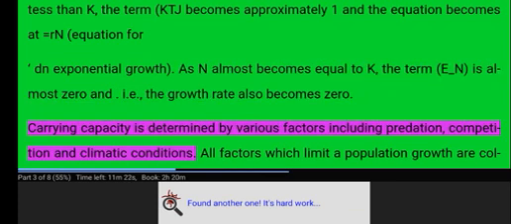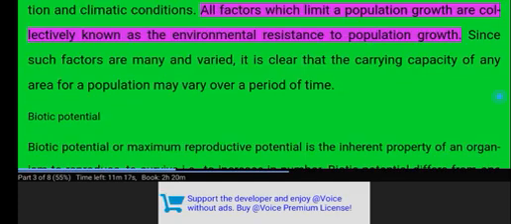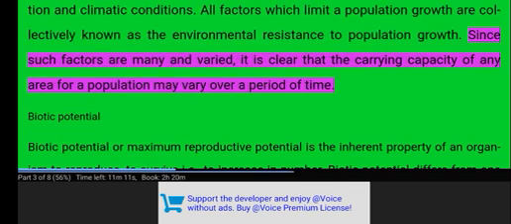Carrying capacity is determined by various factors including predation, competition and climatic conditions. All factors which limit a population growth are collectively known as the environmental resistance to population growth. Since such factors are many and varied, it is clear that the carrying capacity of any area for a population may vary over a period of time.